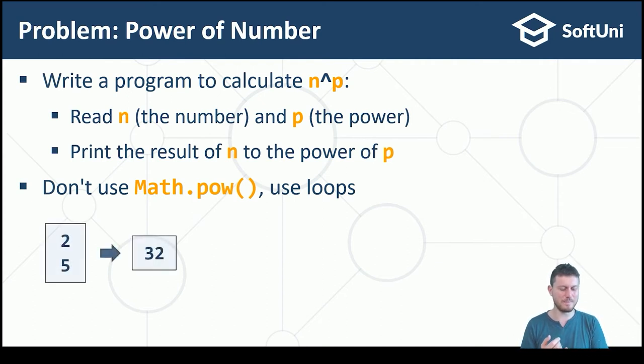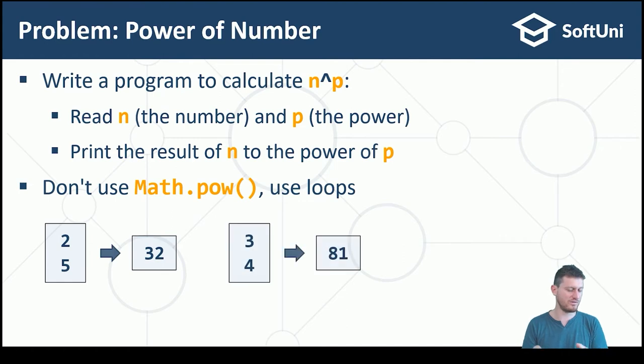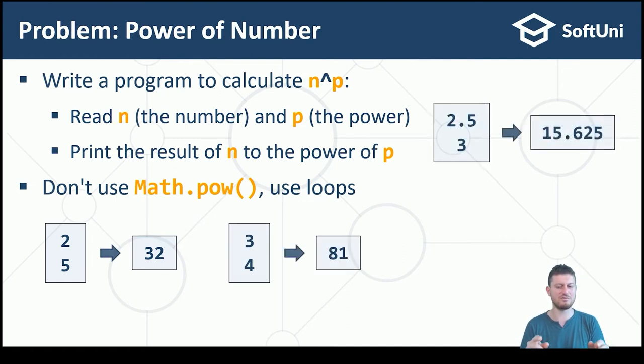Let's give you an example. Two raised to the power of 5 is 32, and also 3 raised to the power of 4 is 81, and 2.5 raised to the power of 3 is 15.625. How does this run? Let's see.